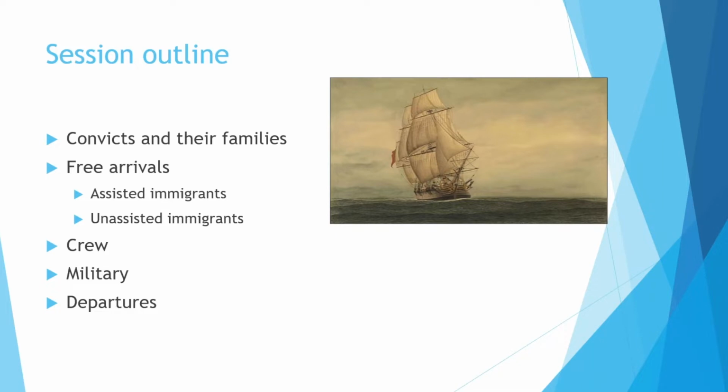To begin with, I'll just give you an outline of the records that we will be looking at. First, we'll look at the convict records as the first arrivals and of course their families who came out to join them. Then we'll look at the free arrivals, assisted immigrants and unassisted immigrants, look at records relating to crew arrivals, militaries, and of course, departures.